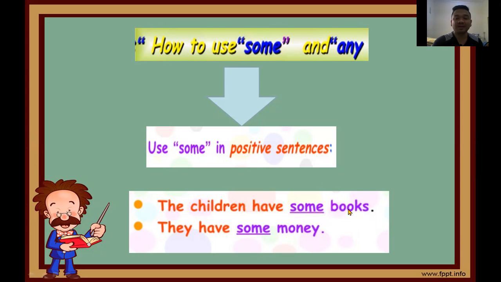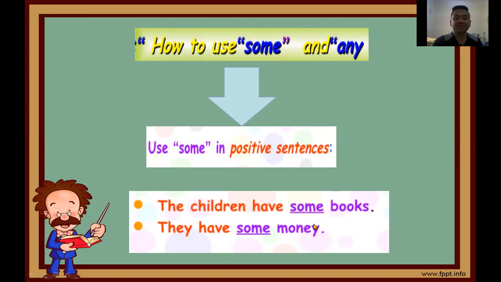Now, this sentence is a positive sentence. Take note, after the word some you have the noun books, and books is a plural and countable noun. When you say countable, these are nouns that we can count. So again, positive sentence.